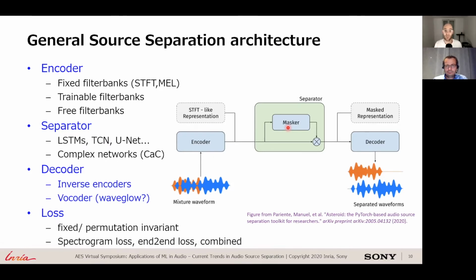The separator, we're performing a time-distributed operation on the encoded input. The output of this can either be a masking operation, like shown here, or it can also directly output separated, still encoded representation. And what we then still need is a decoder to reconstruct into a waveform, like an inverse short-term Fourier transform, but this can also be trainable. And last but not least, we need a loss function, compute the error between estimated separations and the ground truth.